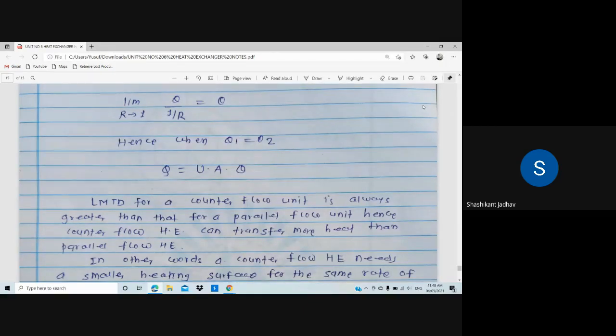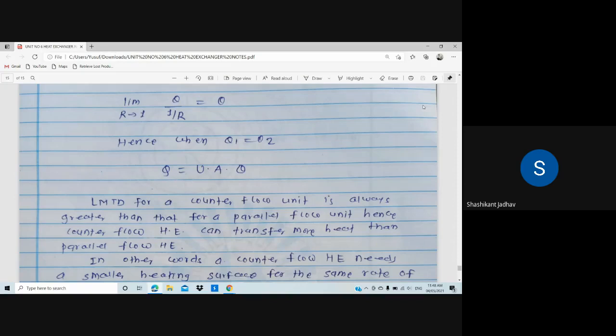समजले का बघा सगळ्यांना. जी काही एलएमटीडी ची आपण व्हॅल्यू फाइंड आउट करतोय, समजा एक पॅरलल फ्लो हीट एक्सचेंजर आहे आपल्याकडे आणि काउंटर फ्लो हीट एक्सचेंजर आहे. सपोज वी हॅव कॅल्क्युलेटेड द व्हॅल्यू ऑफ एलएमटीडी फॉर द पॅरलल फ्लो हीट एक्सचेंजर आणि काउंटर फ्लो हीट एक्सचेंजर. तर त्या दोन्ही इक्वेशनचा यूज करून आपण समजा θm फाइंड आउट केला, पॅरलल फ्लो आणि काउंटर फ्लो.